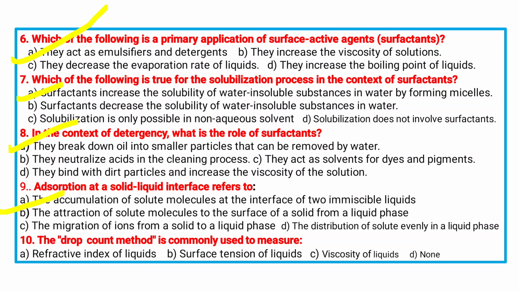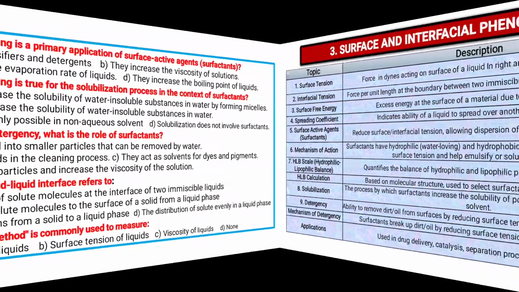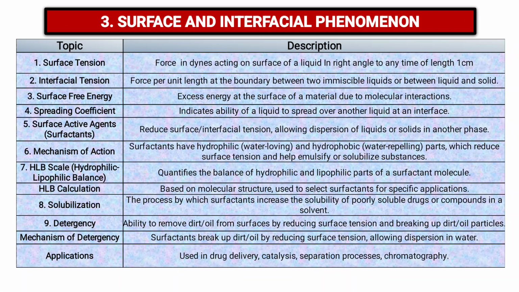Next, the drop count method is commonly used to measure: A, refractive index of liquid, B, surface tension of liquid, C, viscosity of liquid, and D, none of these. So drop count method measures surface tension of liquids. Surface tension is the force in dynes acting on the surface of a liquid at right angle to any line of length 1 centimeter. Dynes per centimeter or Newton per meter is the unit of surface tension and interfacial tension.